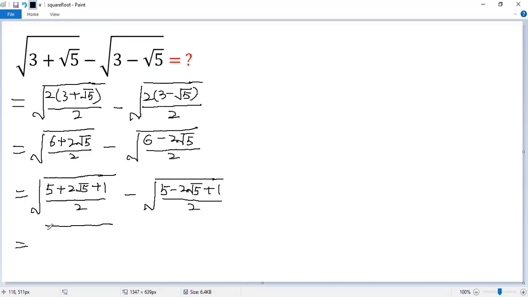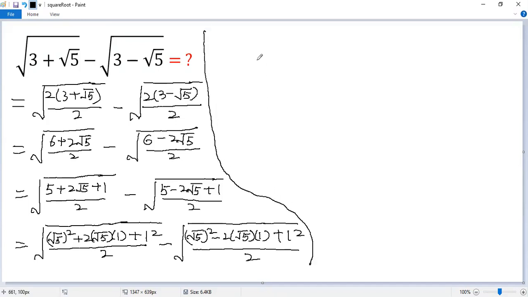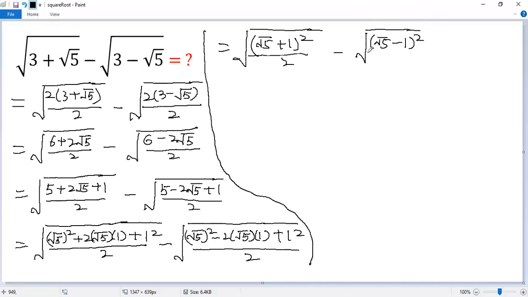Now we can write the top as square root of 5 squared plus 2 times square root of 5 times 1, and then plus 1 squared, divided by 2. Similarly, for the second, square root of 5 squared minus 2 times square root of 5 times 1, and then plus 1 squared, divided by 2. So you see the top is a perfect square for each. So we get square root of (square root of 5 plus 1) squared over 2. The second, square root of (square root of 5 minus 1) squared divided by 2.